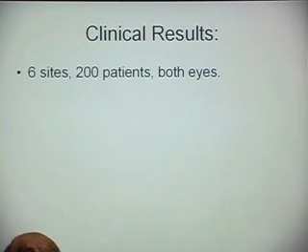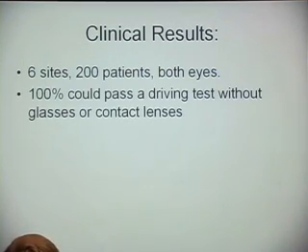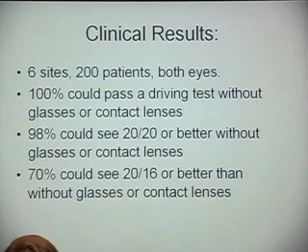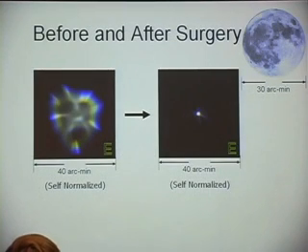This is results from a study. Everybody could pass the driving test. 98% were at 20/20. And this is what we were really interested in: 70% got to the 20/16 or better point without glasses or contacts. And that's really kind of the amazing result. We're taking a fairly big group of people and moving them into the better than normal category, which was our goal. And that's an example of the point spread function from one of the patients before and afterwards.